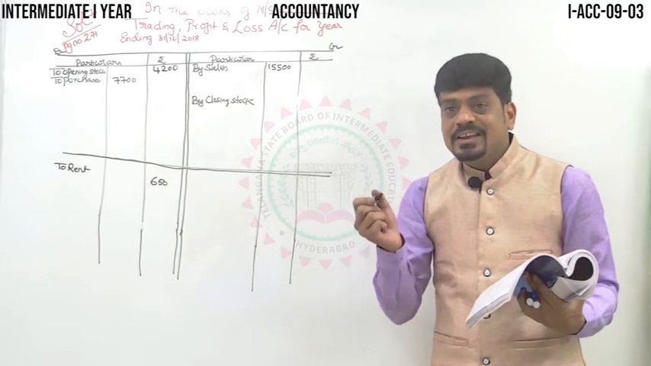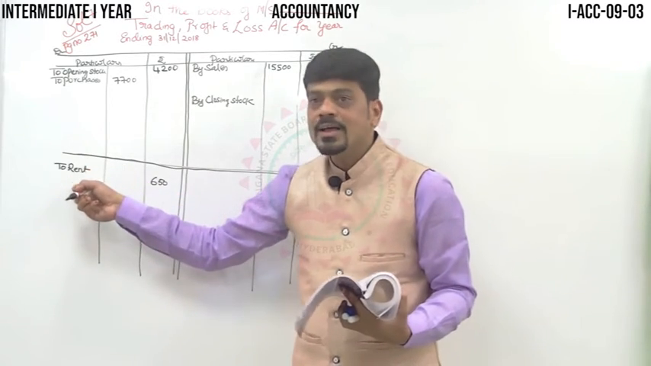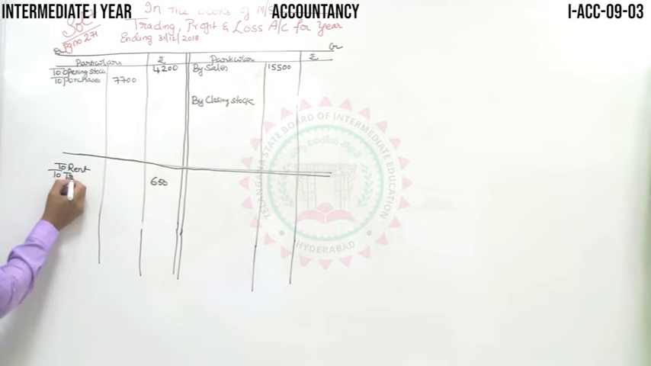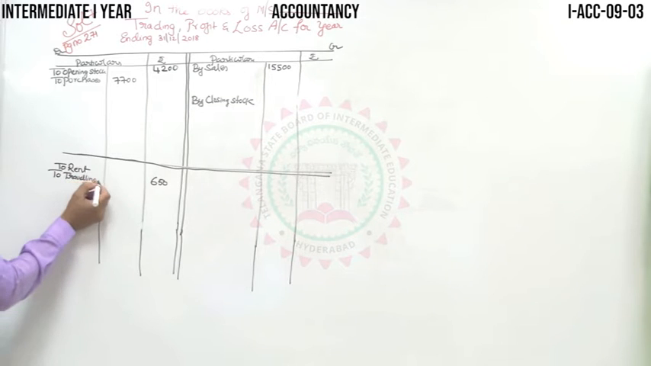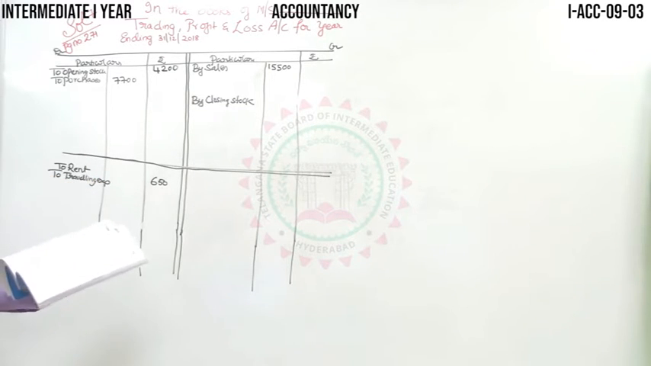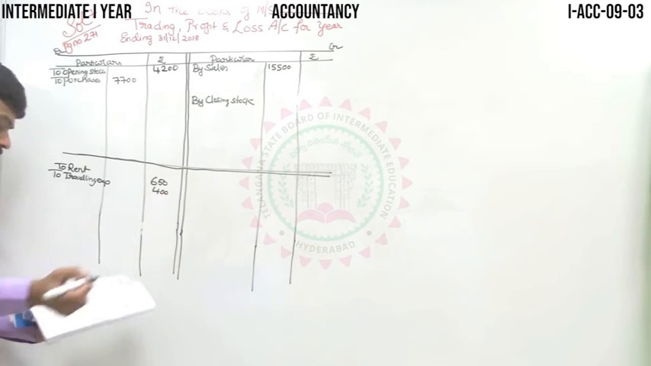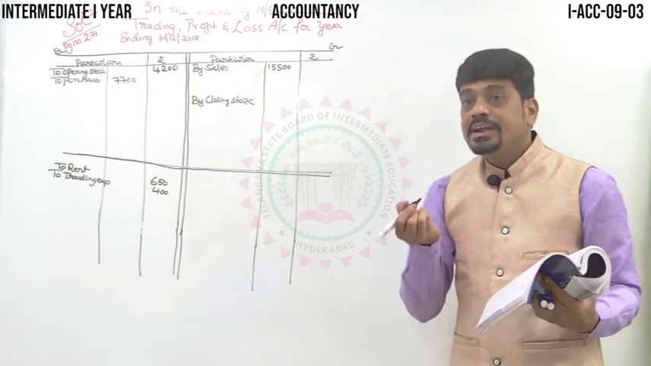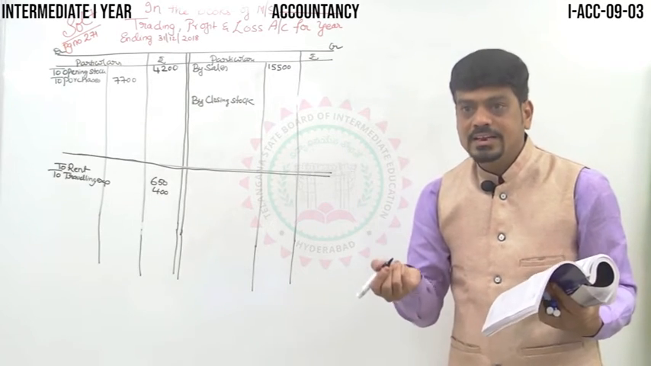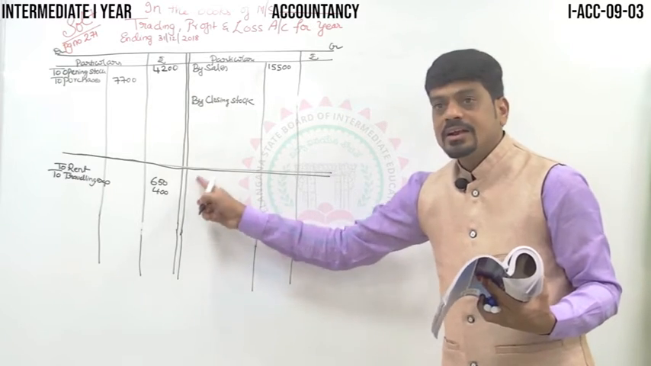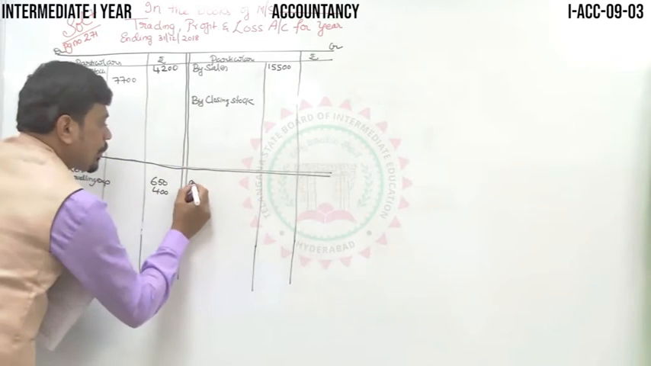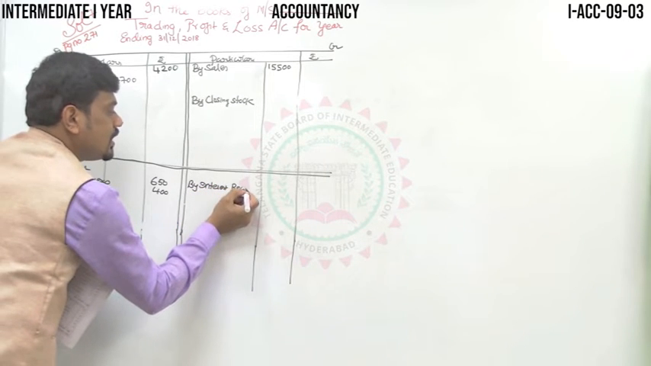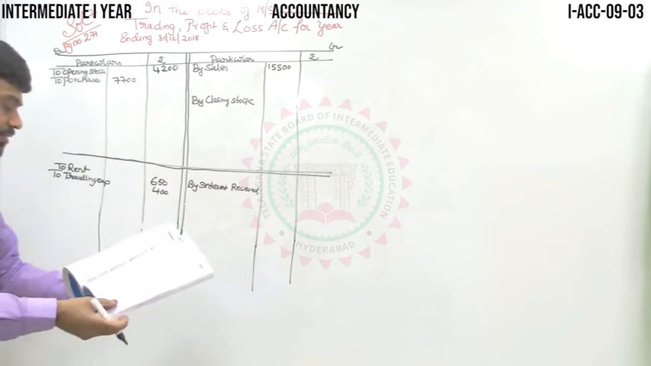Then traveling expense. Traveling expense is an indirect expense which should be recorded in the profit and loss debit side. So below rent, we'll write to traveling expense. How much is the traveling expense given? 400. Then they gave interest received. Interest received is an income. So profit and loss, credit side. Again, I'll leave one line. By interest received. How much did they give as interest received?